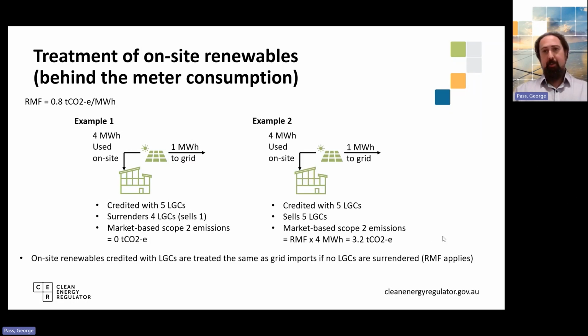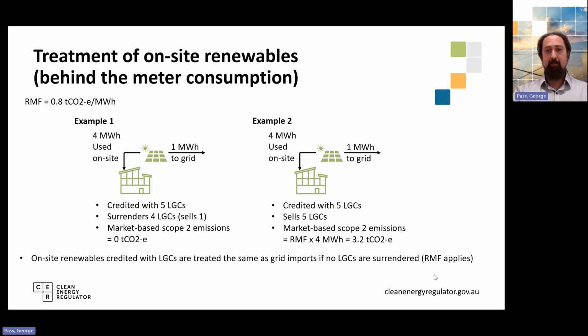In the second example, we've got the same setup, except the company sells all of their LGCs to generate some income. Now, the zero emissions renewable energy attributes are attached to the LGCs, which have now been transferred to another party who may decide to use these in their own market-based accounting boundary, or to meet mandatory obligations under the RET. To avoid double counting, the on-site renewable electricity consumption cannot be treated as zero emissions, and is instead treated as residual electricity, as if it were imported from the grid.